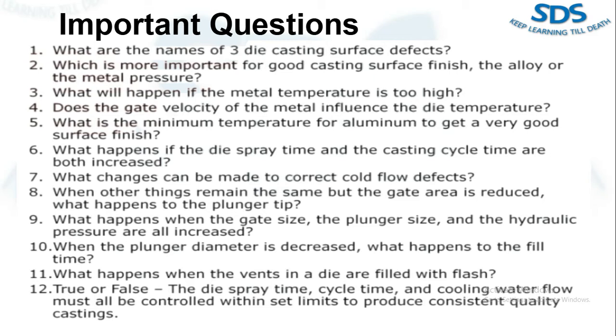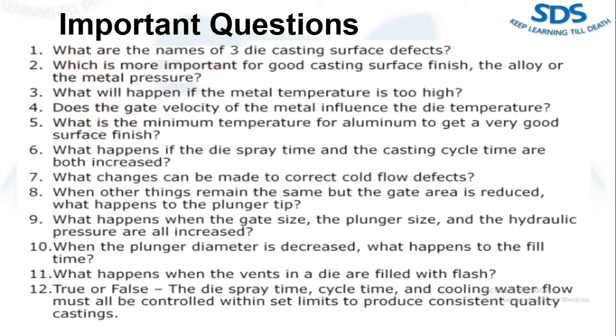Fourth, does the gate velocity of the metal influence the die temperature? Fifth, what is the minimum temperature of aluminum to get a very good surface finish? Sixth, what happens if the die spray time and the casting cycle time are both increased? Seventh, what changes can be made to correct cold flow defects?